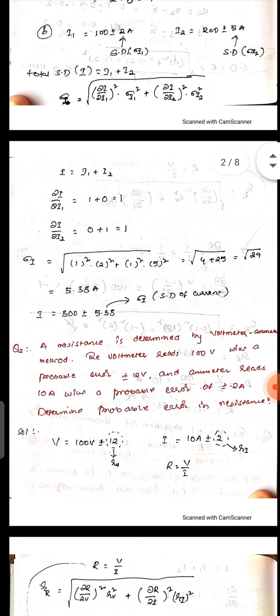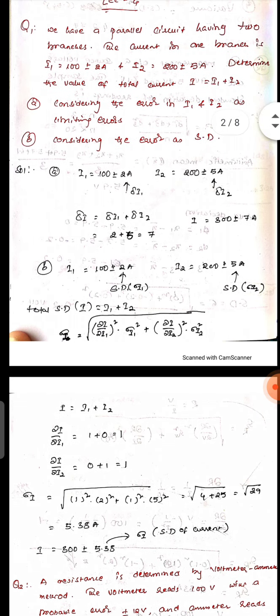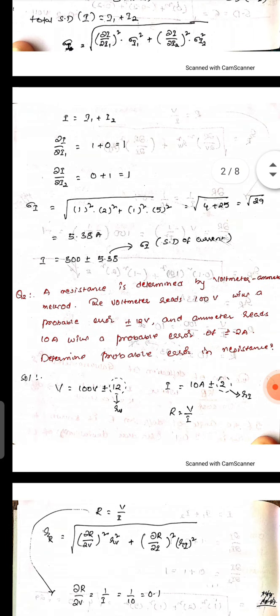So the second problem I am taking is this: the resistance is determined by the volt-ampere method. The voltmeter reads 100 volts with a probable error of plus or minus 12 volts, and the ammeter reads 10 amperes with a probable error of plus or minus 2 amperes. Determine the probable error in the resistance. See, here also it is the same thing, but in the previous problem the current I1 is directly given as 100 plus or minus 2 amperes, whereas here it is given in word form, in sentence form.